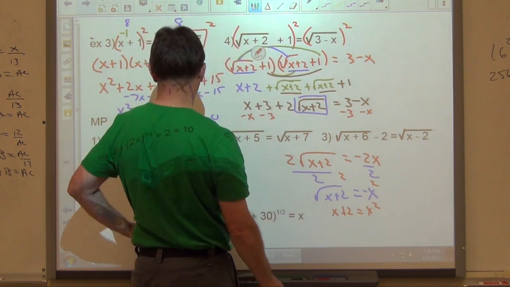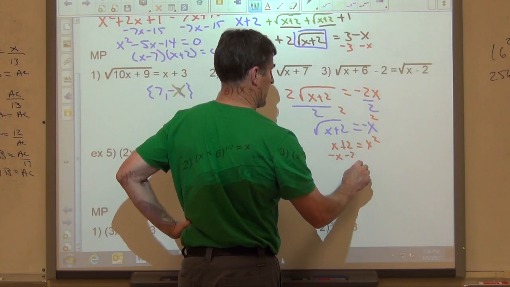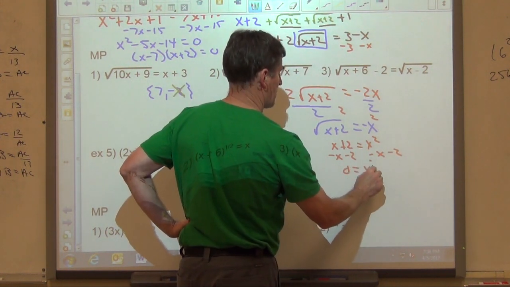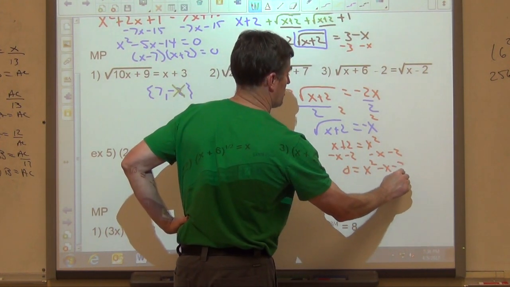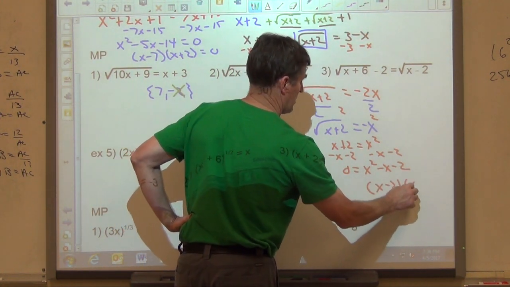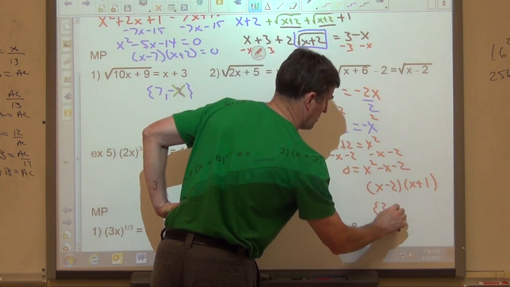It's a quadratic, so we set it equal to 0. I'm going to subtract x and subtract 2. So I get 0 equals x squared minus x minus 2. That factors into (x minus 2)(x plus 1). And so we get 2 and negative 1.